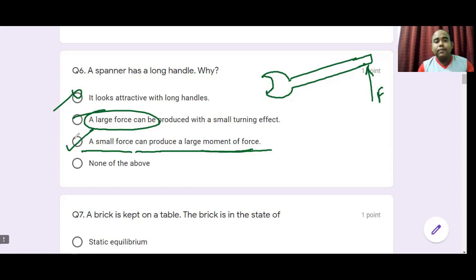Okay, so it's clear. You should read each and every option very carefully. You will realize that second and third options are quite confusing, but if you read it very carefully, you will easily understand why the second option is wrong and the third option is the only correct one. Now moving to the next question.